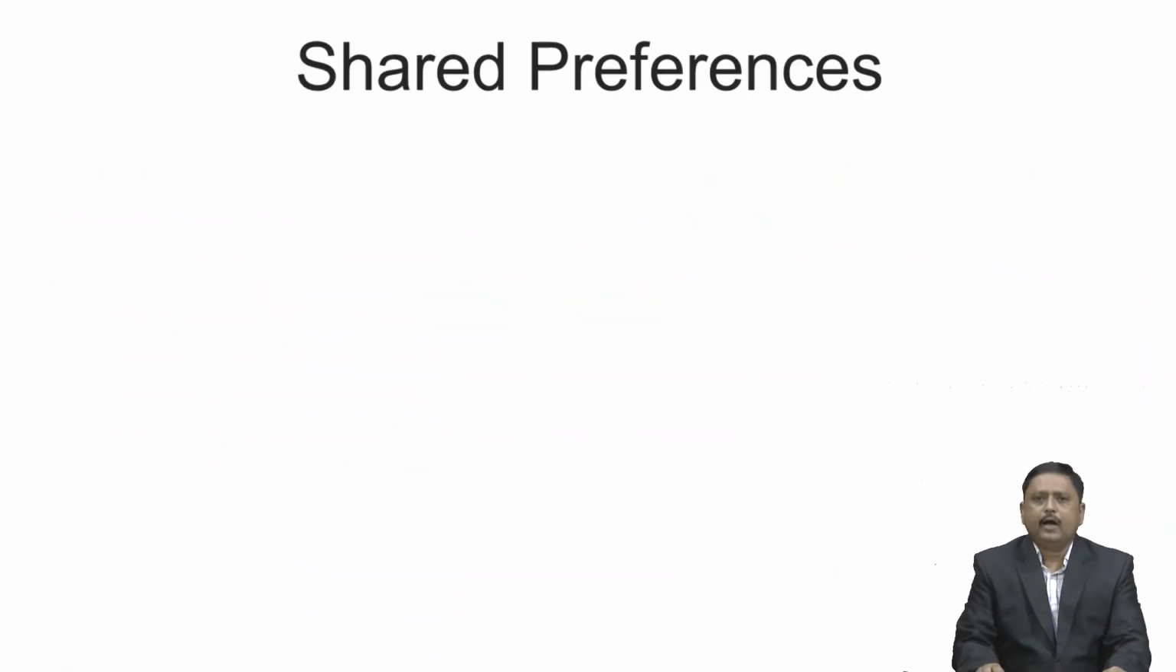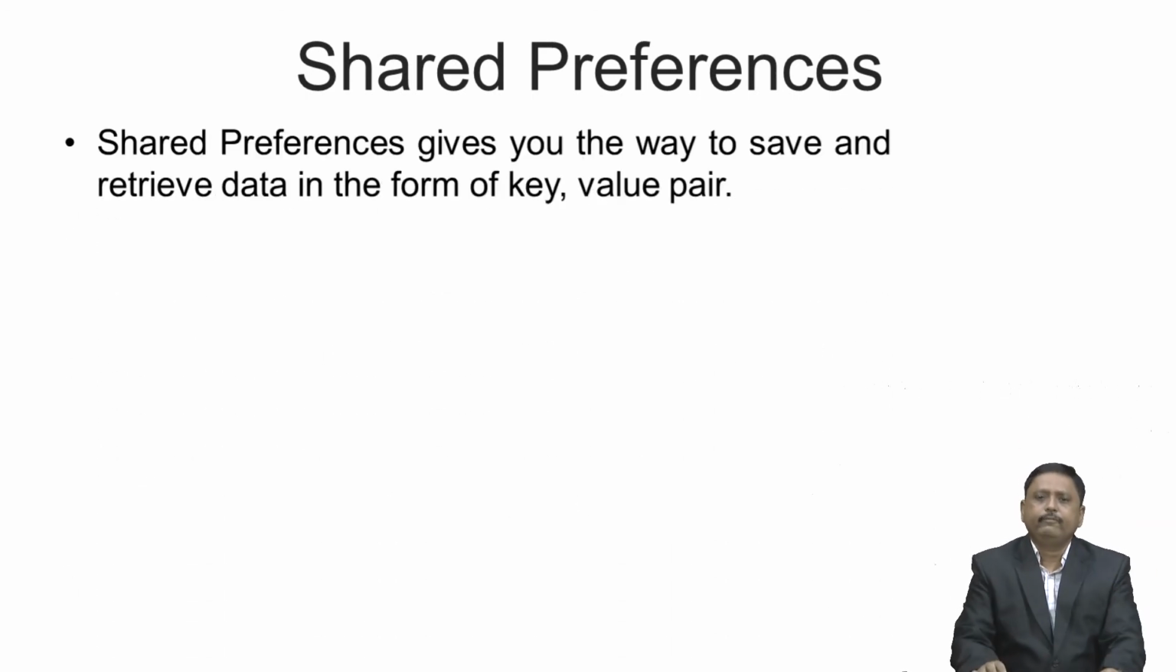We have understood how to create or open a database, and how to perform various operations like insert, update, delete and retrieve data from the database. The next is SharedPreferences. SharedPreferences gives you a way to save and retrieve data in the form of key and value pairs: font name and name of font, font size and size of font, background color and actual color, text color and actual color. So this is a key value pair. Key means the name of the value, and then the actual value.